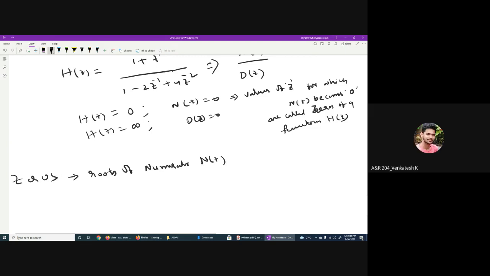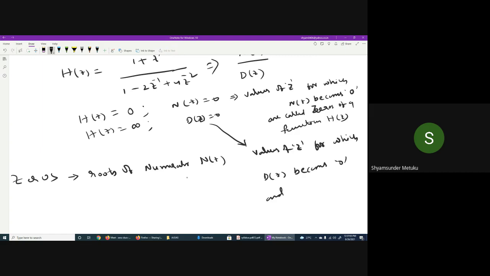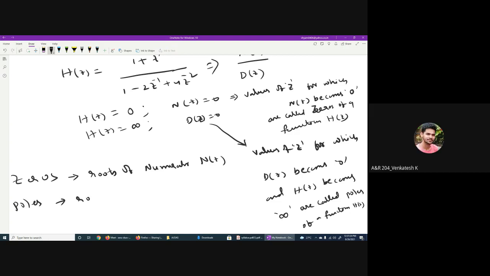Yes, sir. Similarly, the values of z for which D of z becomes 0 and H of z becomes infinity are called poles of a function, poles of a function H of z. So poles are nothing but roots of the denominator. Very good. So these things are important to understand.